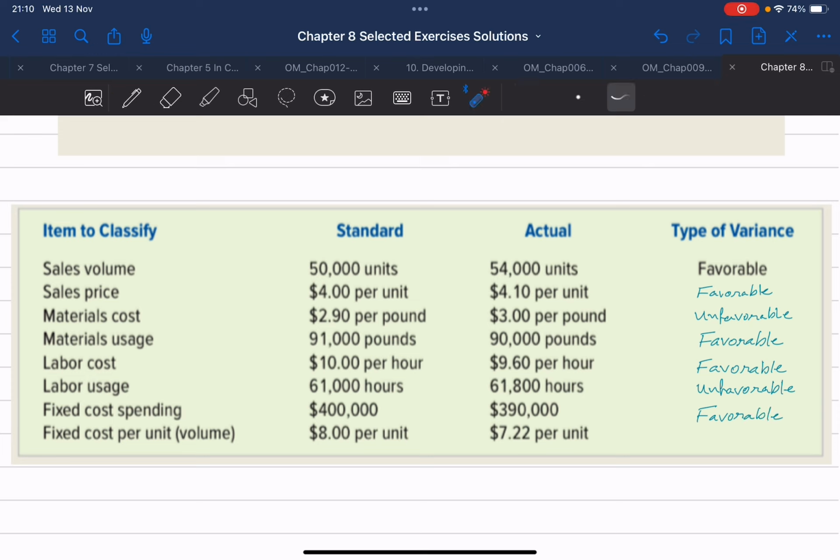And finally, fixed cost per unit. Based on the standard, $8 per unit is expected as a fixed cost per unit, whereas the actual is $7.22 per unit, which is less than the standard. Again, because we are talking about a cost here, the less the cost is, the better. So based on that, this variance is also favorable.